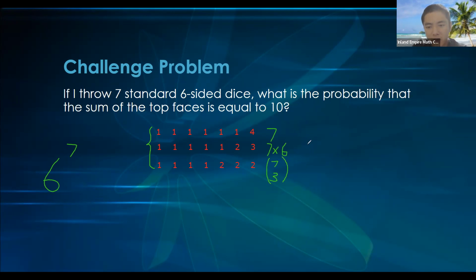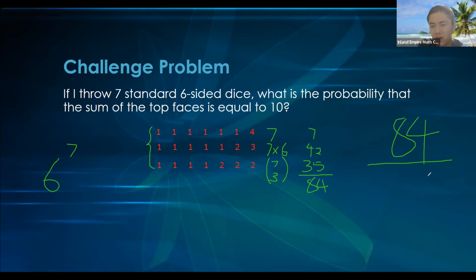So this is 42. And the bottom one is 7 times 6 times 5 over 3 factorial, which is 6. So that's just 7 times 5, which is 35. You add these up, and you get 84. So the answer, boys, is simply 84 over 6 to the 7th.